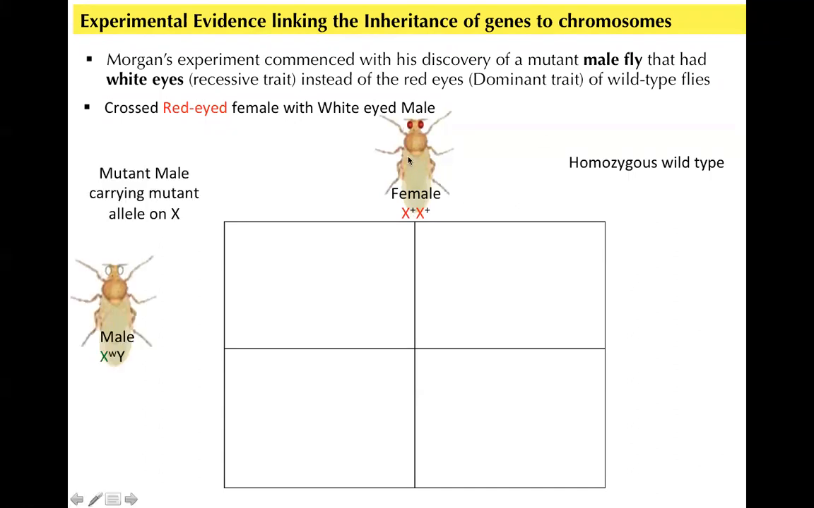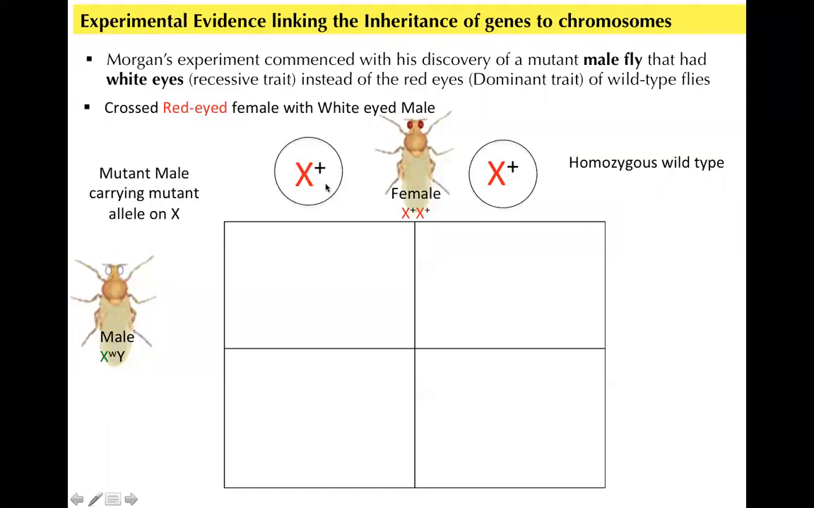This homozygous wild type female was crossed to a mutant male which is carrying the white eye phenotype. This was the fly they identified in their laboratory. Look at the eyes; it is white. This is the atypical male fly they identified. So they picked up these red-eyed females and crossed them to this atypical male which has white eyes.